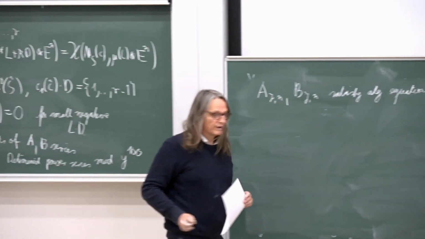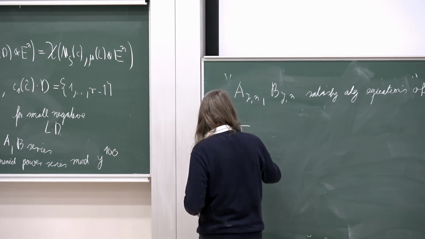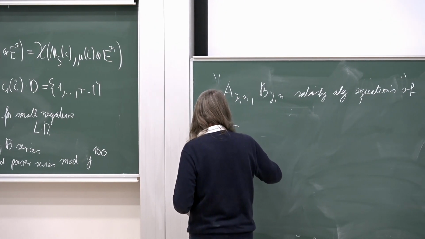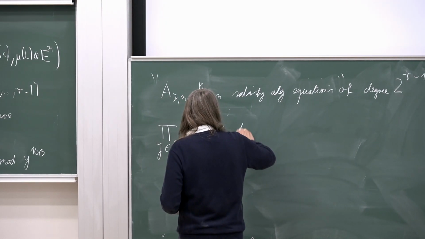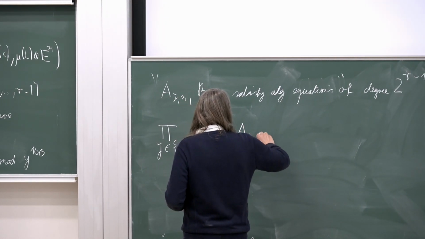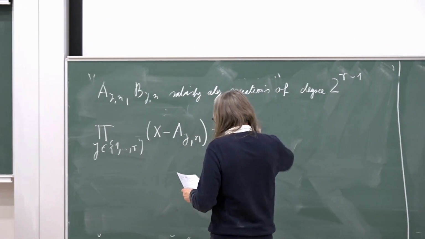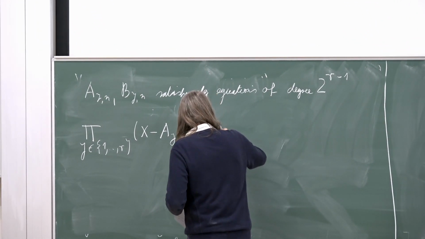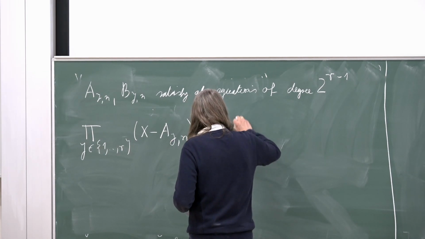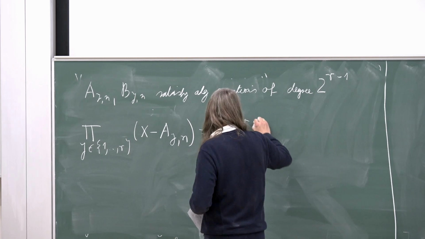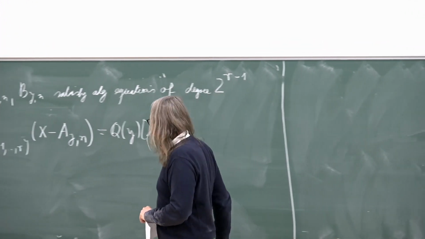Namely, the obvious thing is true if I take the product over all subsets J of x minus A_{J,n}. This is actually a polynomial in x with rational function coefficients. I can say explicitly what they are. And the same holds for B.